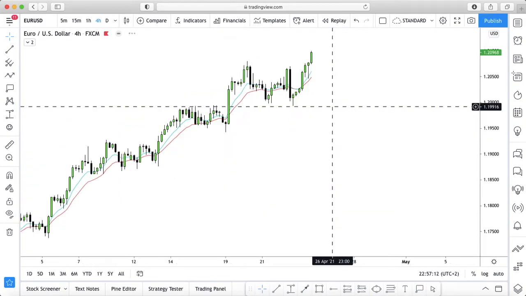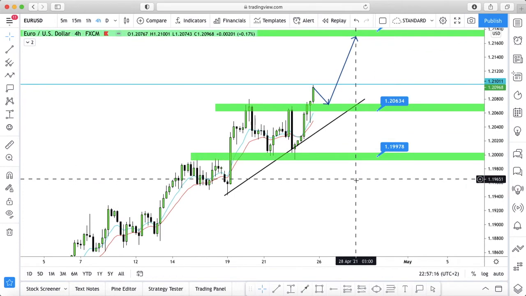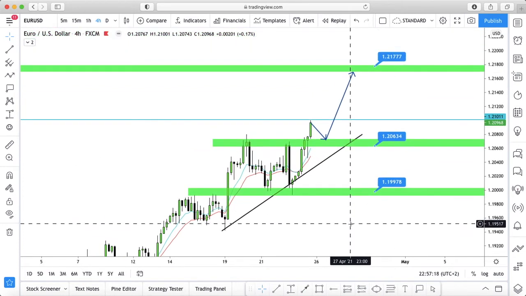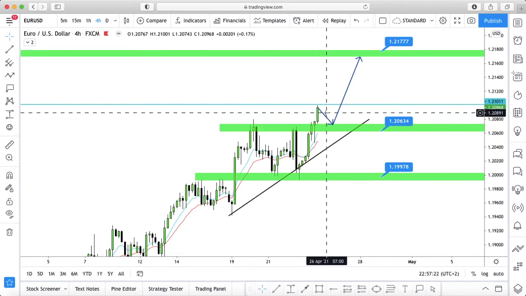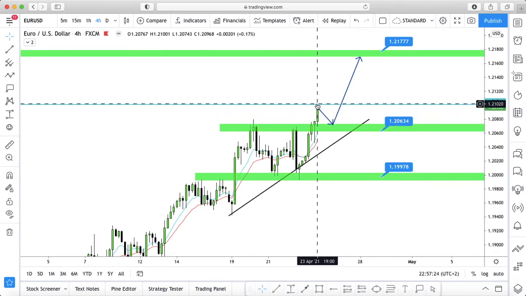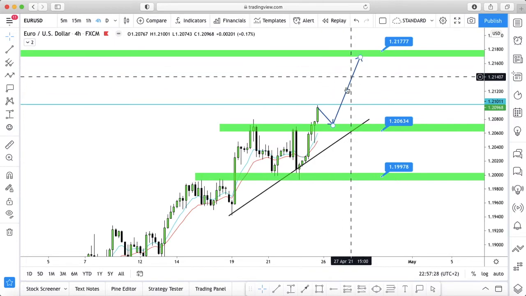EUR USD will be the last pair we're looking at. EUR USD has been quite bullish throughout last week. We are still seeing that bullish momentum in the markets. So what I'll be waiting for again is a retest and then a continuation to the upside.